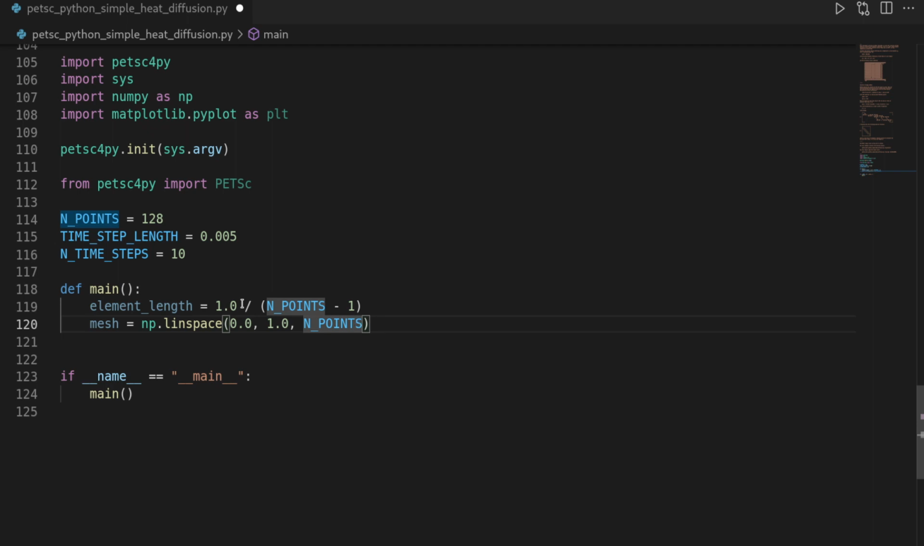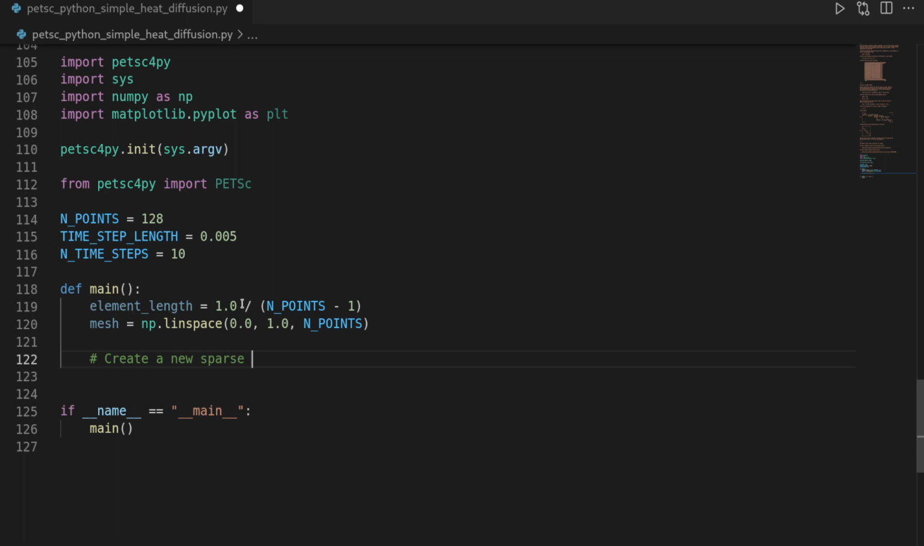And then we can already start with creating the PETSc objects. We need to create a matrix for our system. Then we need to create a right-hand side and also allocate a vector for our solution. But let's start with the PETSc matrix. For this, we will create a new sparse PETSc matrix, fill it, and then assemble it. We can create a matrix.